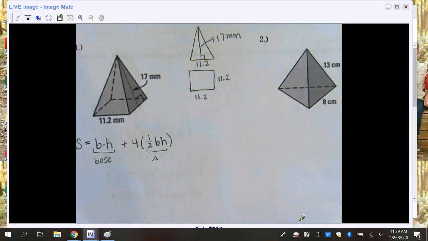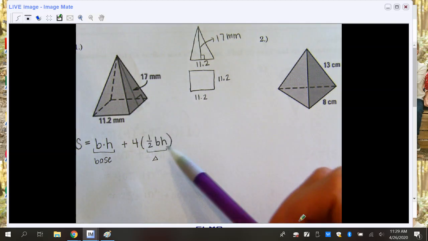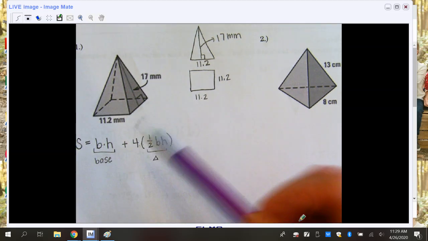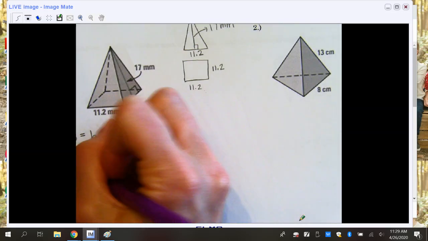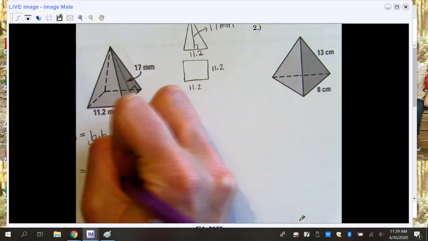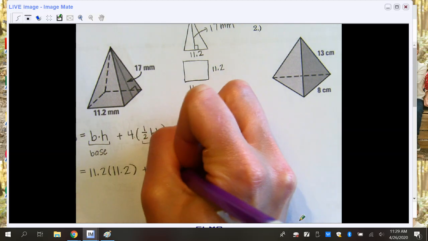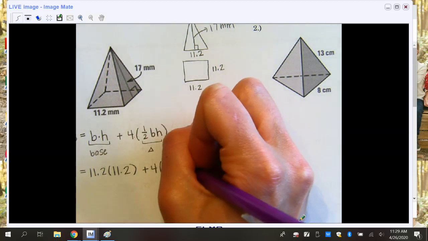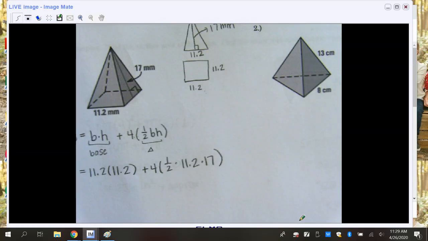So I don't need to do any extra work before finding the surface area. I know all the information I need to find the area of the triangle, and then multiply that by 4, and then the area of the base. So I am good to go here. I'm just going to substitute everything in. 4 times 1/2 times the base times the height.